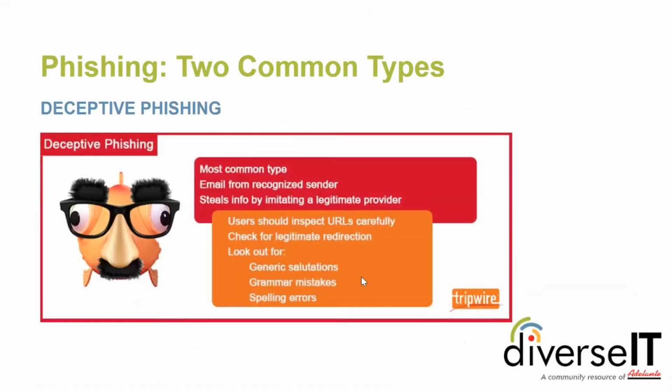There are generally two common types that we're going to look at that are referred to as phishing. The first one is called deceptive phishing, and the next one is called smishing. But let's take a look at deceptive phishing first. Deceptive phishing is one of the most common types out there. It's generally an email from a recognized sender, or something that they want to look like a recognized sender. And then it steals info by imitating a legitimate provider, or again, getting you to take some action you normally wouldn't want to take.